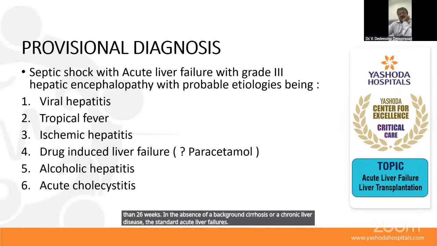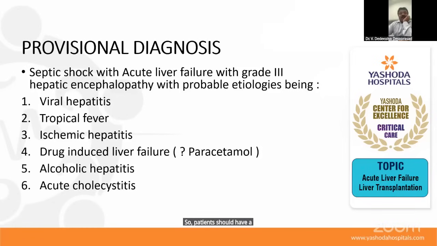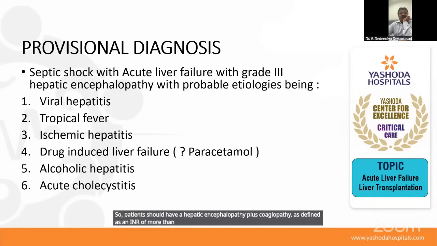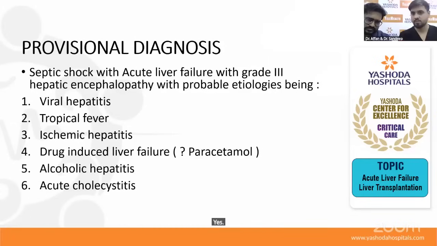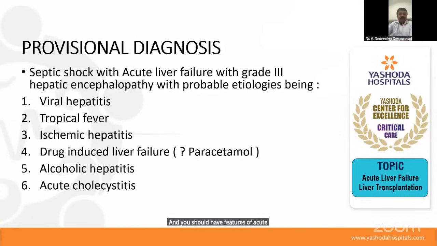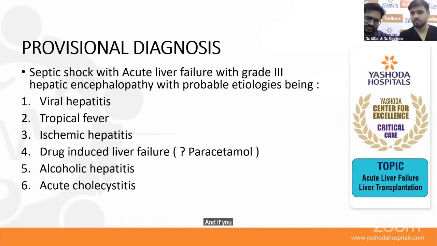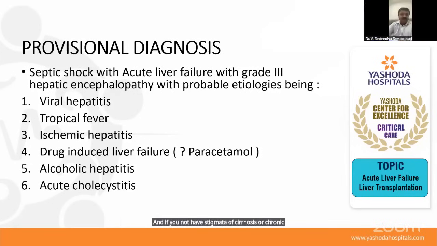So the patient should have a hepatic encephalopathy plus coagulopathy, defined as an INR of more than 1.5. Yes. And it should have features of acute liver dysfunction. The whole timeline is 26 weeks. Yes. And you should not have stigmata of cirrhosis or chronic liver disease. So that's what you said.